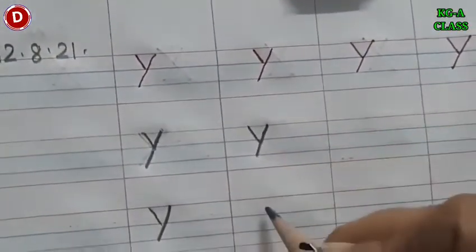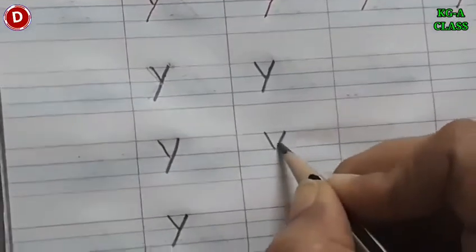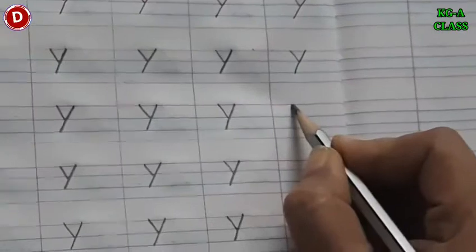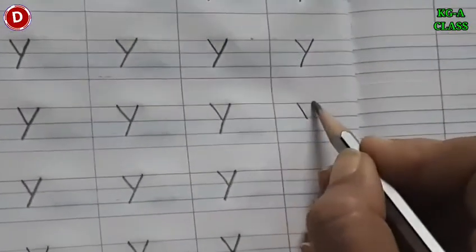Now I am writing in the second line, so watch it carefully. See, like this. Children, now you can see I'm writing in the last line. So in this way you have to write capital Y in your notebook.